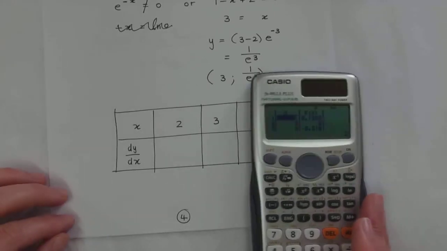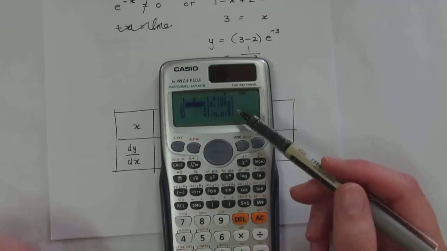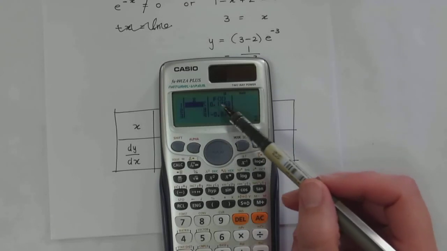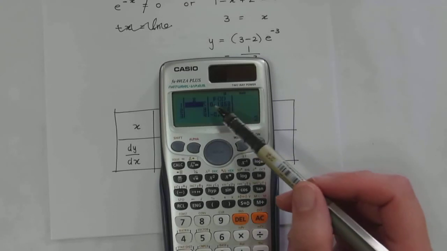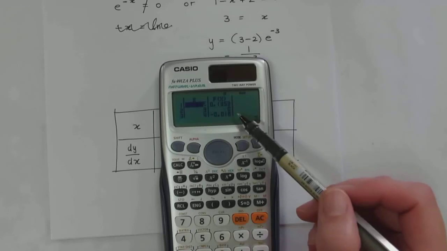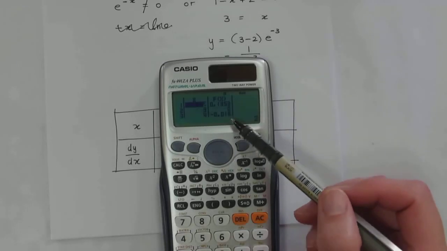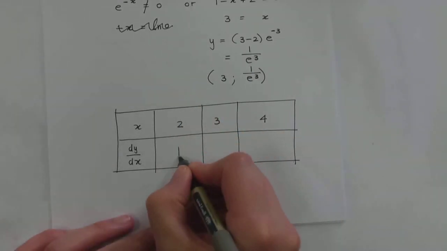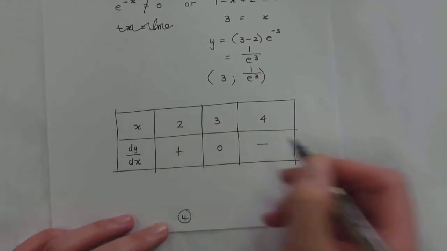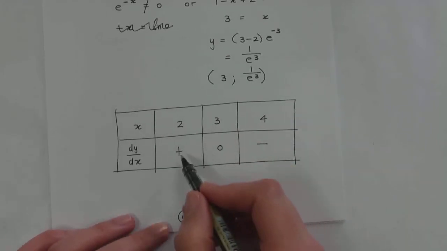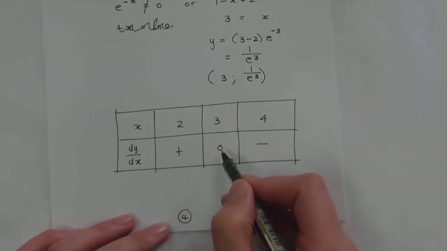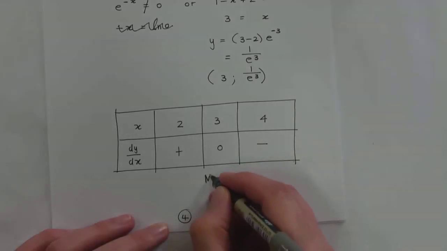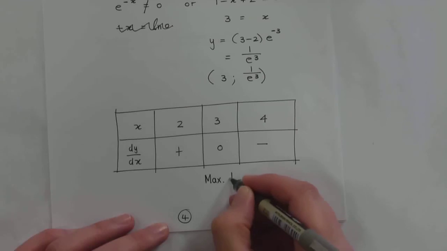On the table, you should be able to see, I hope you can see this, where x is equal to 2, my derivative, or my gradient, is positive. Then 0, which I expected, and then it's negative. So I can say it's positive, 0, and then negative. And you should realize by now, if the gradient goes from a positive to a 0 to a negative, then what we have here is a maximum turning point.